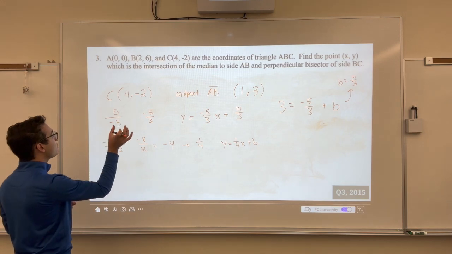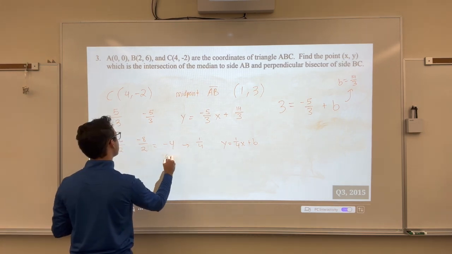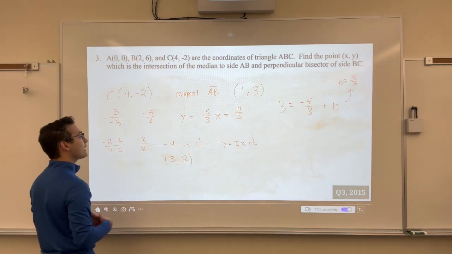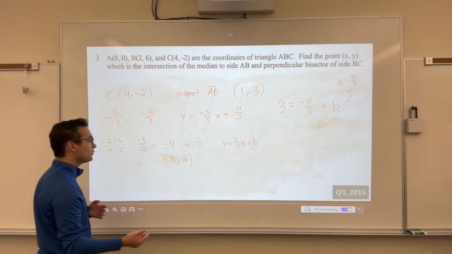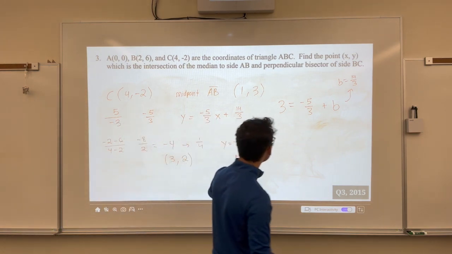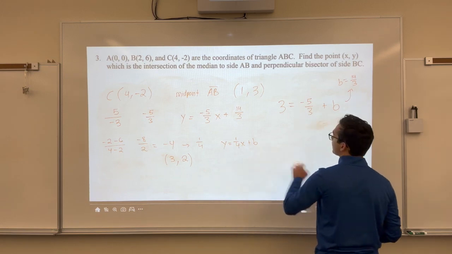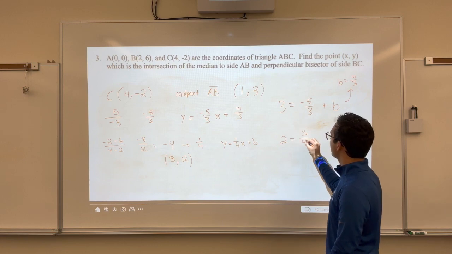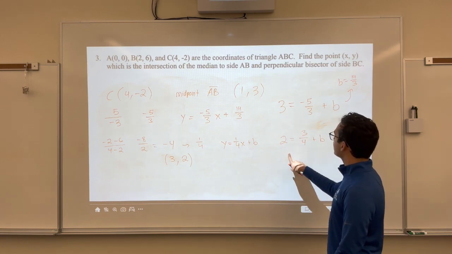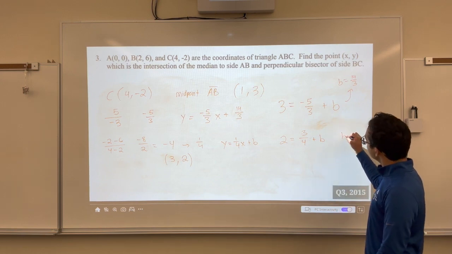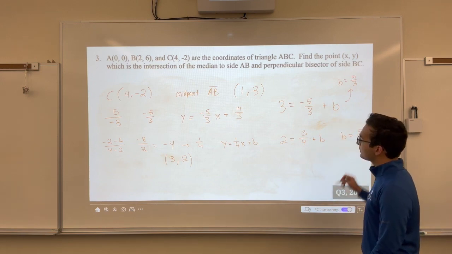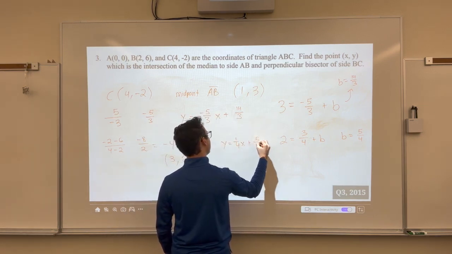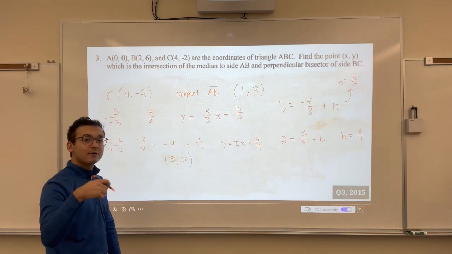The average of 2 and 4 is 3, so the midpoint's going to have an x-coordinate of 3, and the average of 6 and -2 is 2. So the perpendicular bisector is going to run through the point 3, 2. Knowing this, we can plug it into this equation to solve for b. 2 is equal to 1/4 times 3, so 1/4 times 3 is just 3/4, plus b. And then if we subtract 3/4 on both sides, we find that this b is equal to 5 over 4. So the equation would be y is equal to 1 over 4x plus 5 over 4. So that's the perpendicular bisector of side BC.